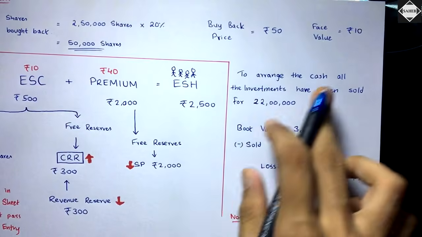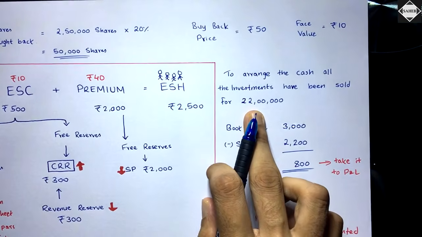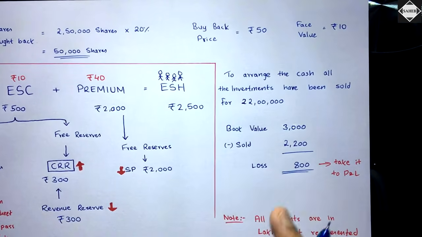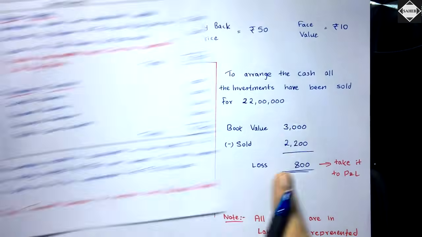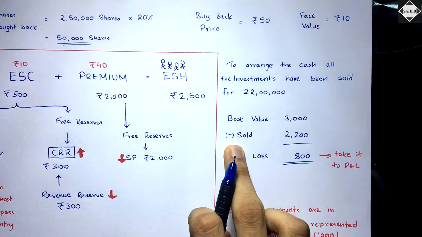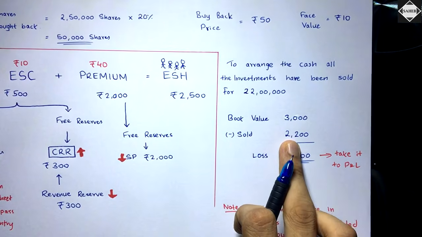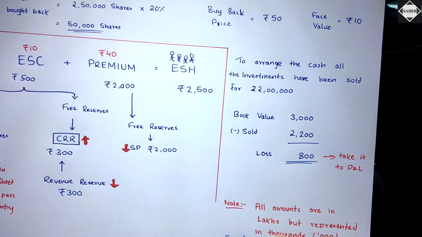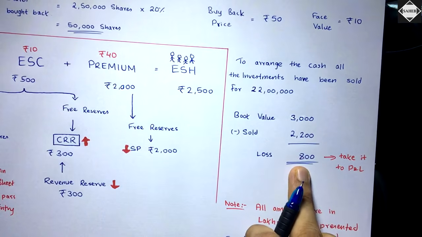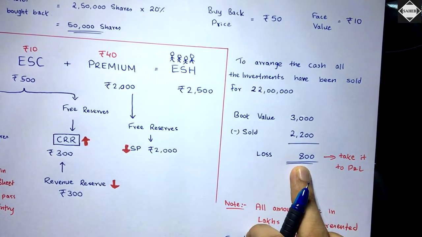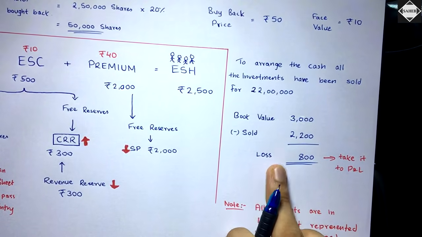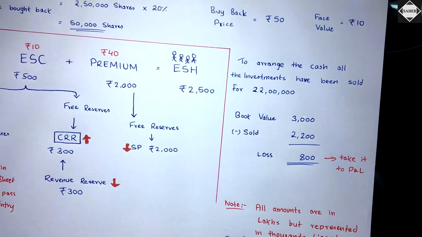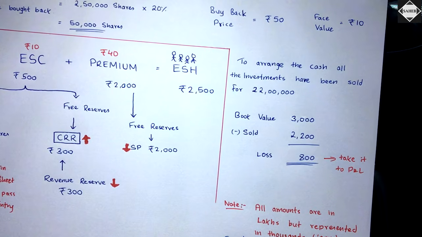To arrange the cash, all the investments have been sold for 22 lakh. The book value of the investment was how much? It was 30 lakh. So 30 lakh minus 22 lakh sale proceeds is equal to 8 lakh. So 8 lakh is the loss the company has incurred, and this will be taken to profit and loss. Is that clear? This is just a rough calculation.